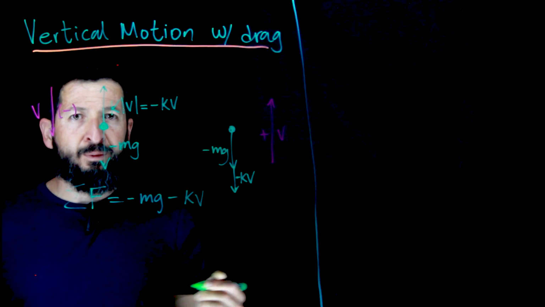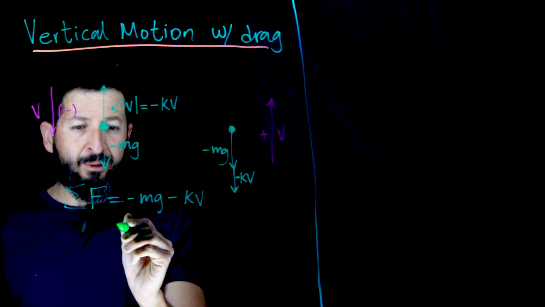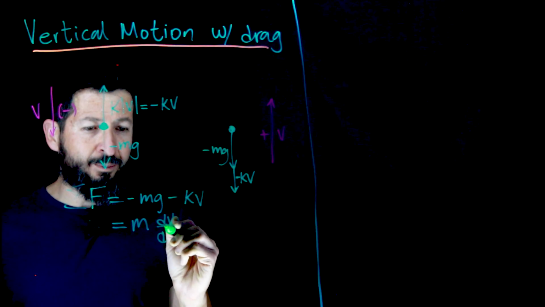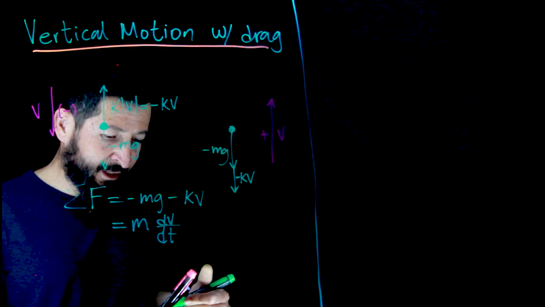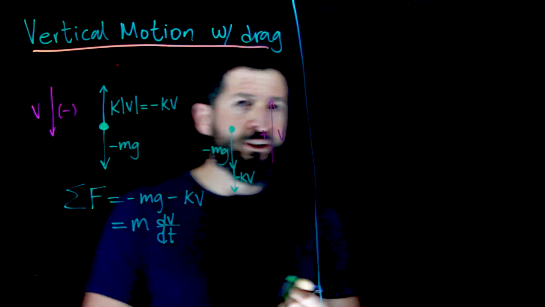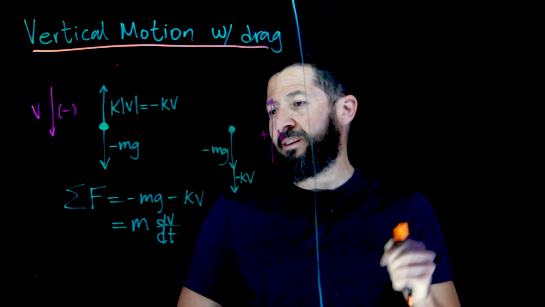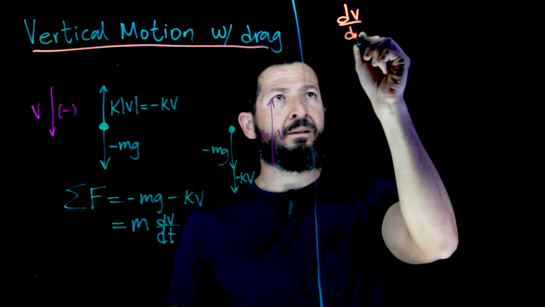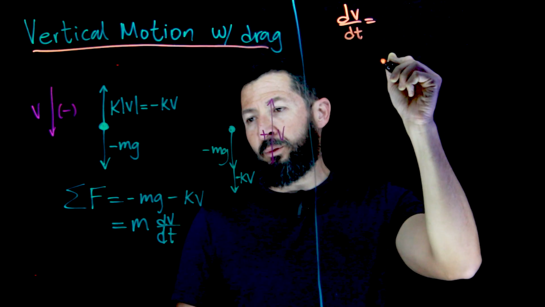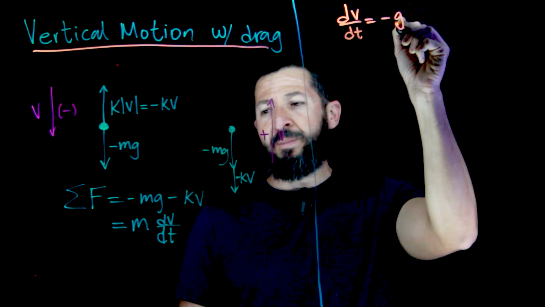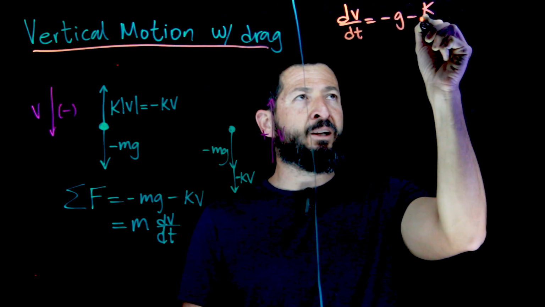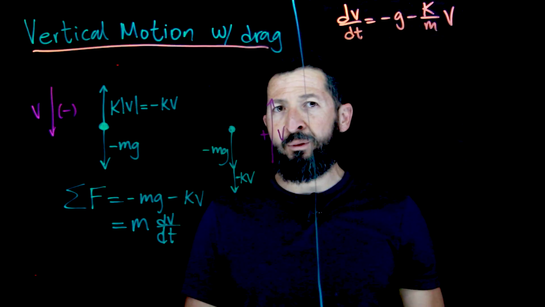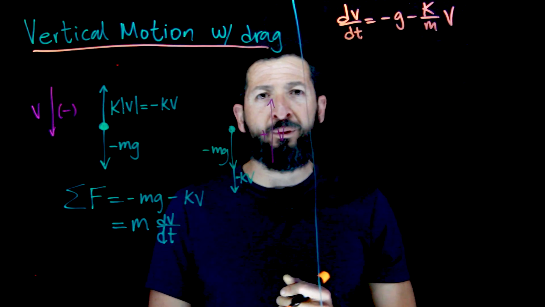But that sum of forces is equal to mass times acceleration, so that should be equal to mass times the change of v with respect to time. So my differential equation that will govern this whole process is going to simply be dv/dt equal to negative g minus k over m times v, where I divided by m on both sides of the equation. And this is a separable equation. It's linear, but it's separable as well.